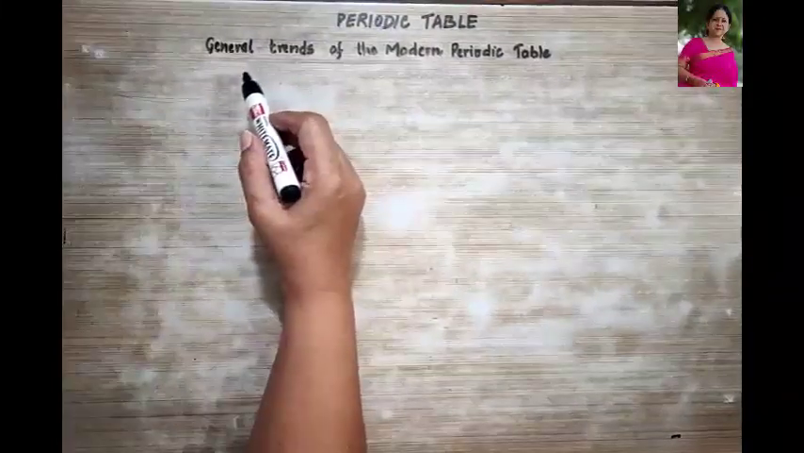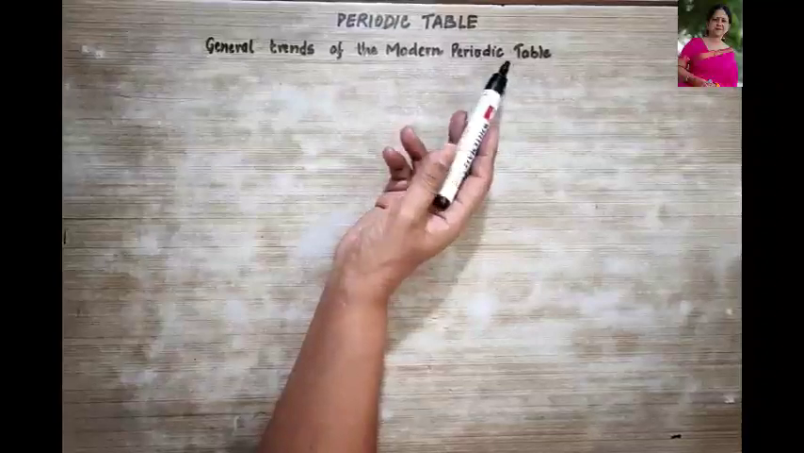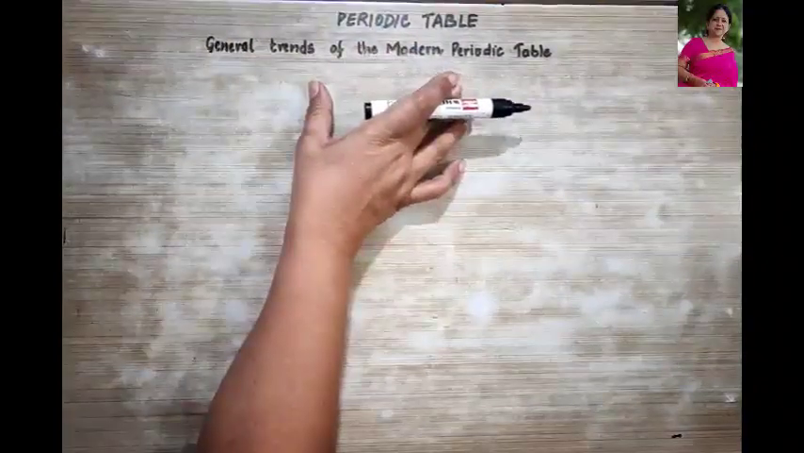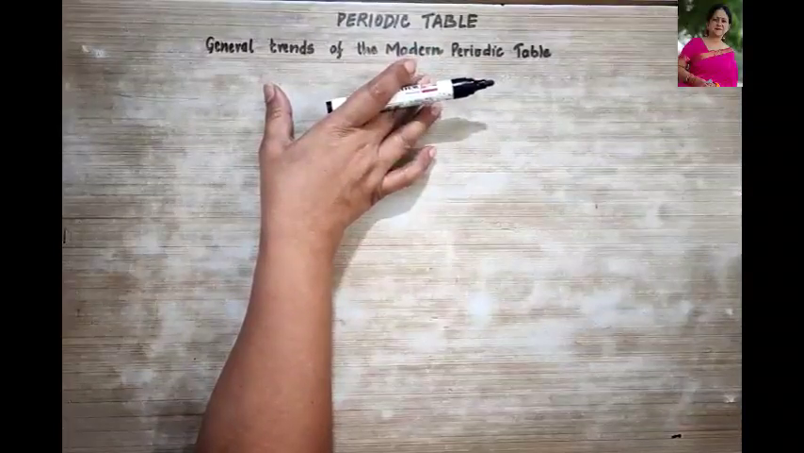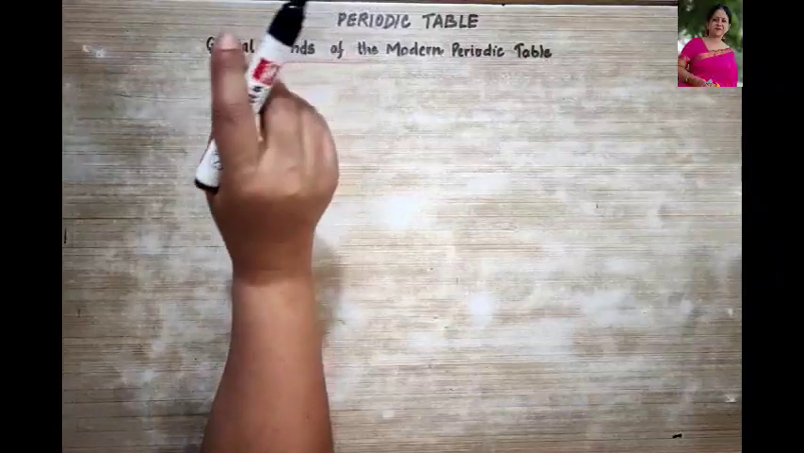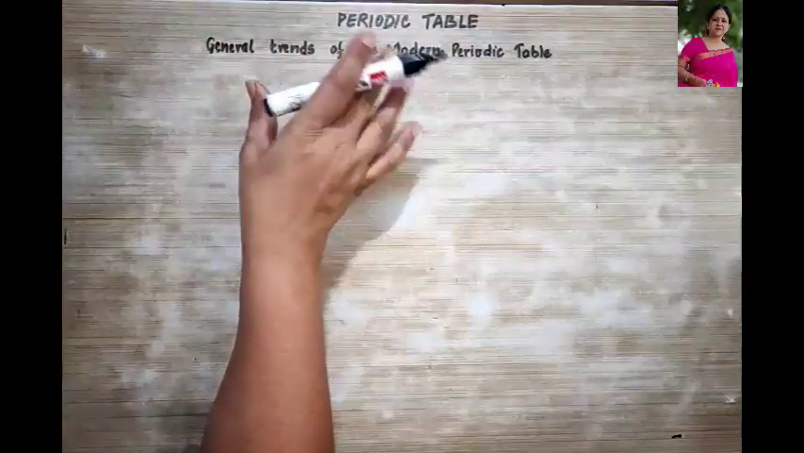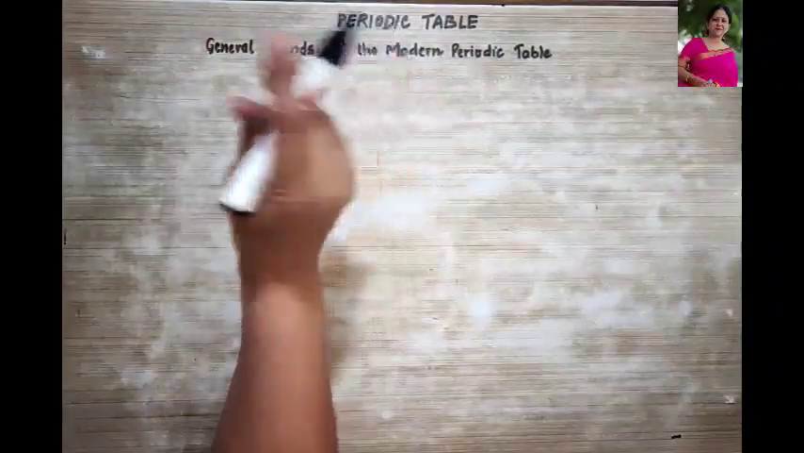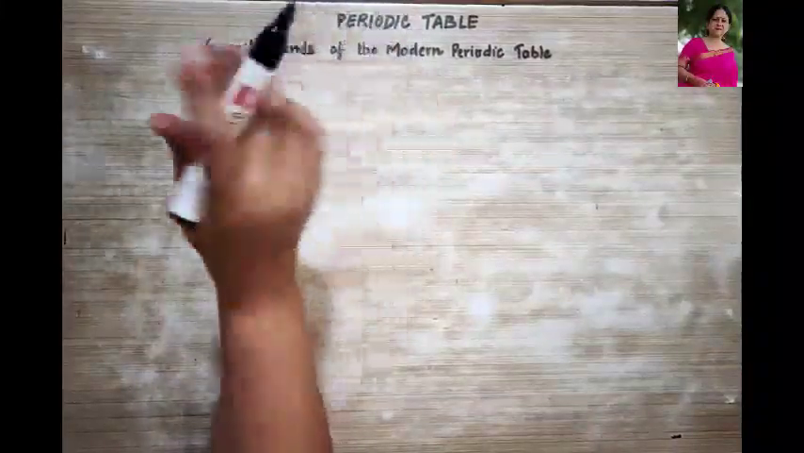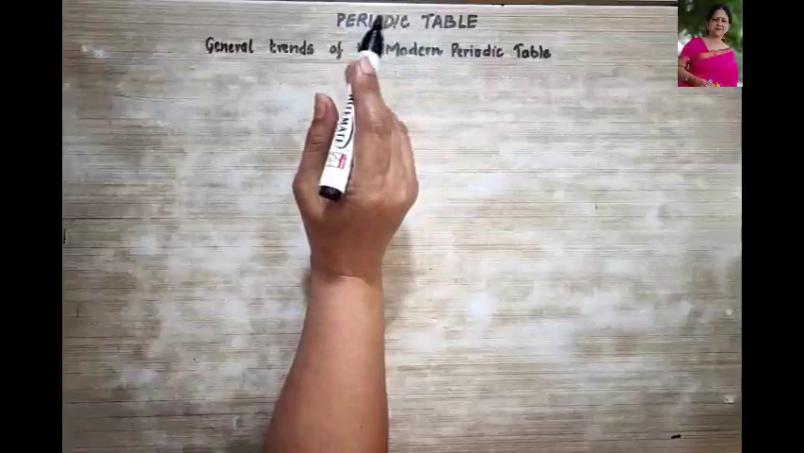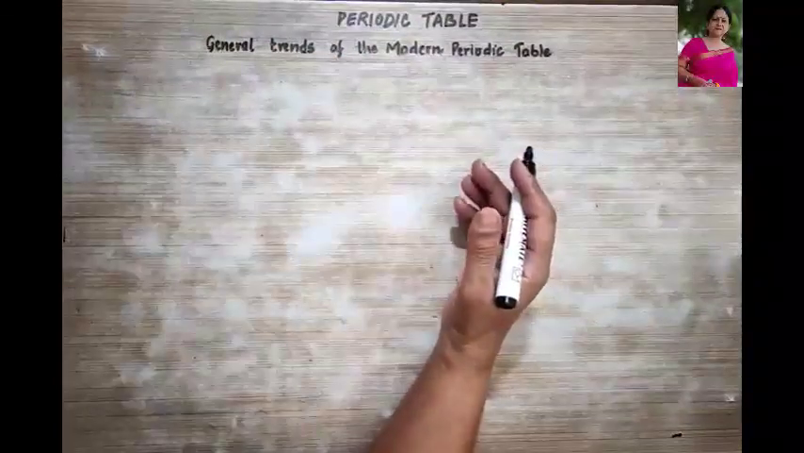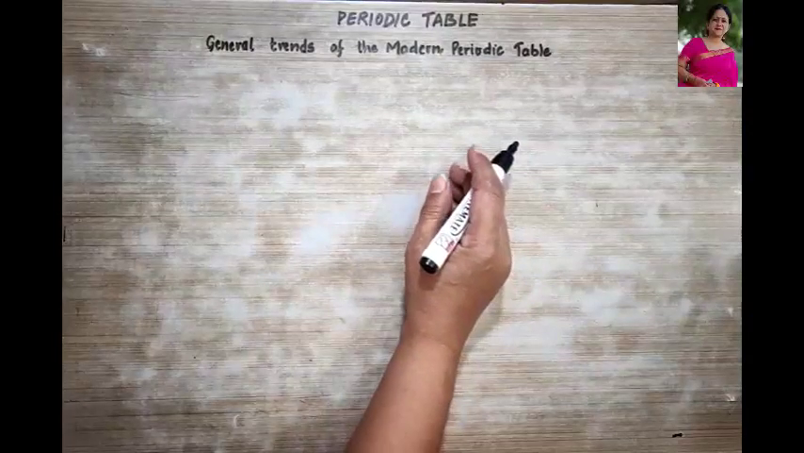Today we are going to study some general trends of the modern periodic table. Now what do we mean by general trends? That is, we are going to talk about the number of shells, the valence electrons, then the atomic size, the metallic character, the valency, and the properties of elements, how they behave in a group and in a period.